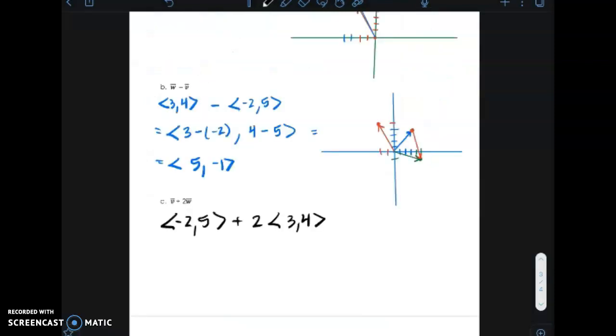C, you're going to take vector v, which is -2, 5, and add 2 times vector w, which is 3, 4. First thing I did was multiply the 2 by the 3 and the 4 to get 6, 8.